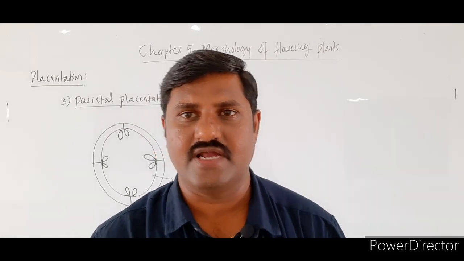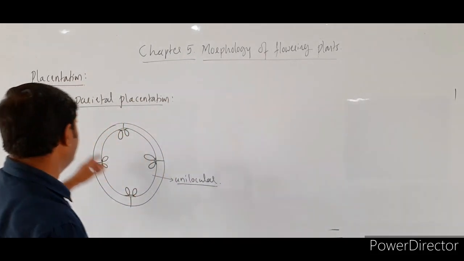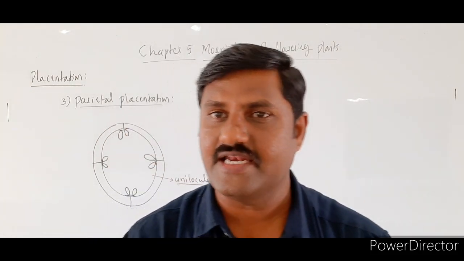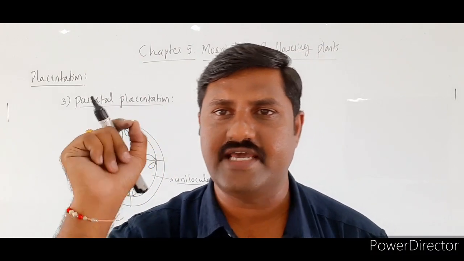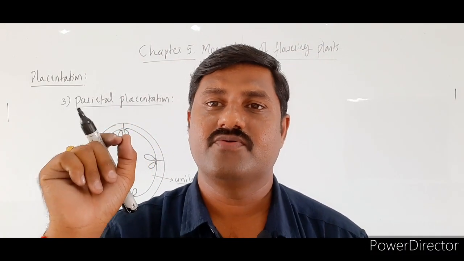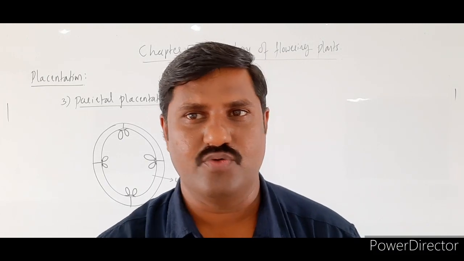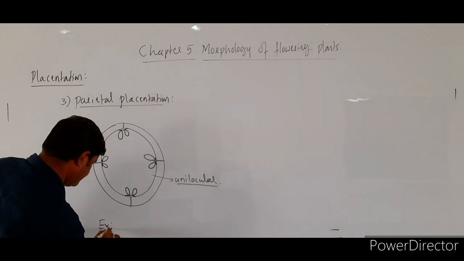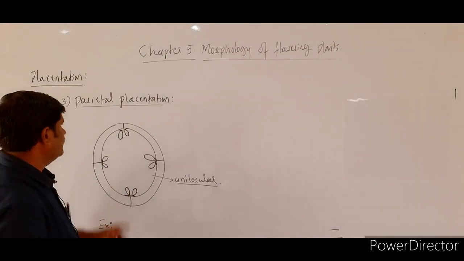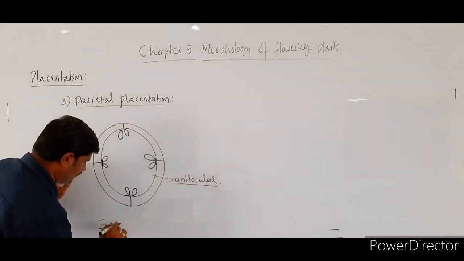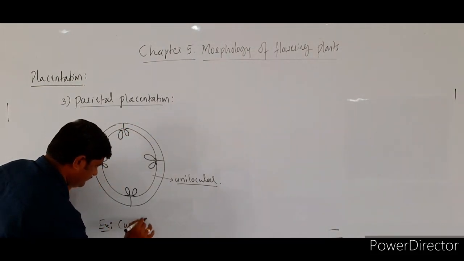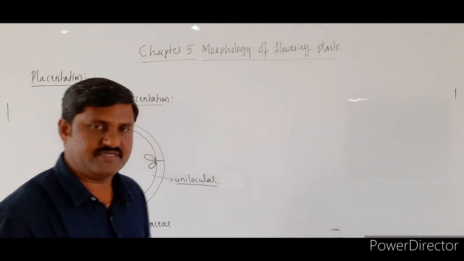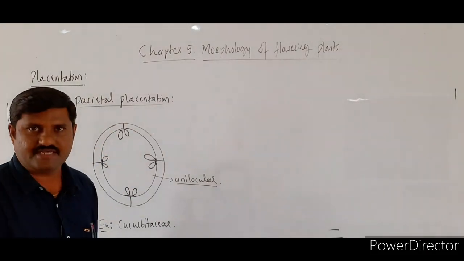That kind of placentation is known as parietal placentation, right? So in parietal placentation, the distribution of placentae takes place on the peripheral side of the ovary. An example for this parietal placentation is the Cucurbitaceae family members. Cucurbitaceae family members are the best example for parietal placentation.